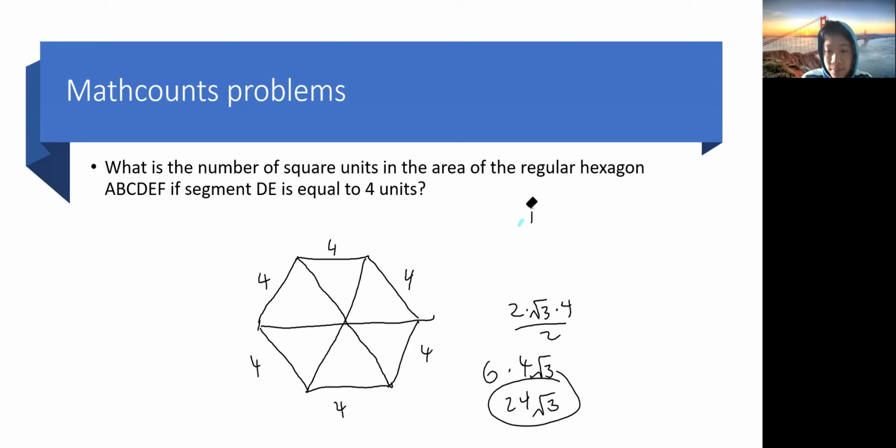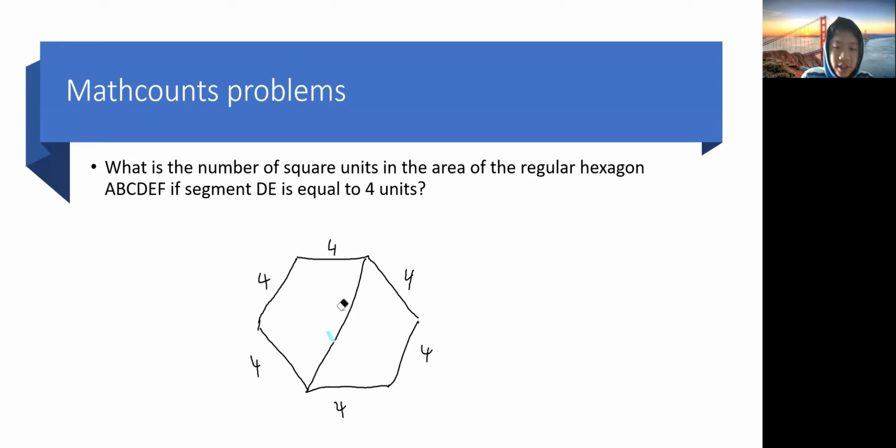Another way you can do it. Instead of sectioning it this way, you can section it this way. What does this do? Well, we have a rectangle in the middle. And look, we have 30, 60, 90 right triangles.